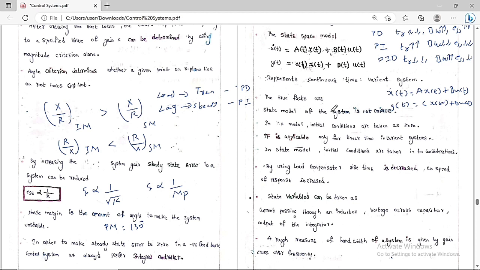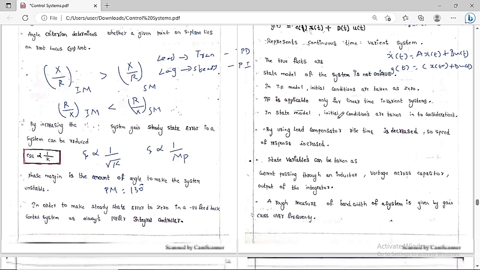Whereas the state space model is applicable for both LTI as well as non-LTI systems. In the case of the transfer function model, for a given system it is unique, whereas a state space model for a given system is not unique. So these things you always have to keep in mind.